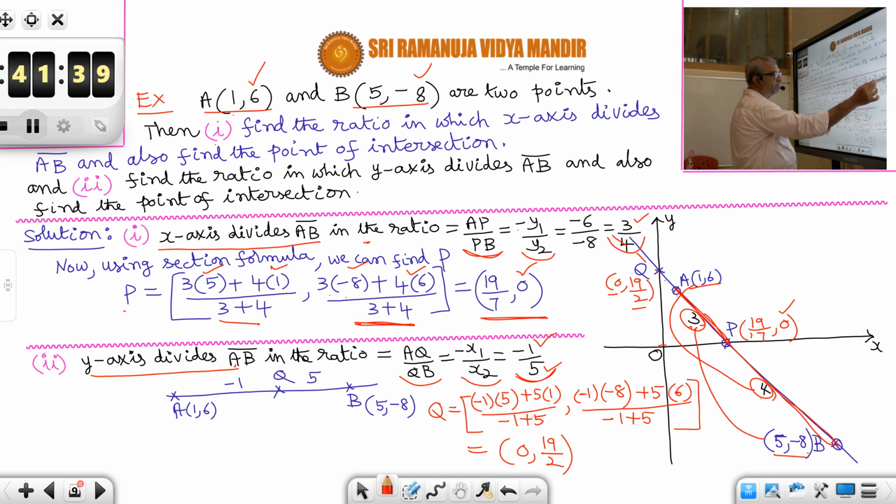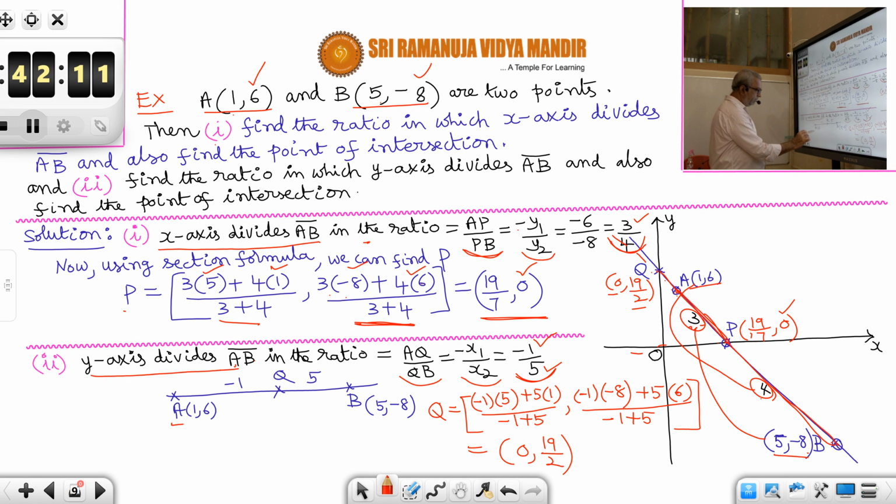First ratio 3:4 is positive because x-axis is passing between A and B. It is dividing AB internally. Therefore you got the positive ratio 3:4. But y-axis is not passing through between A and B. Q is outside, you can see. So AQ by QB we have found 1:5. AQ is what? In the diagram, right to left. QB is what? Left to right. So that is why you get a negative ratio.